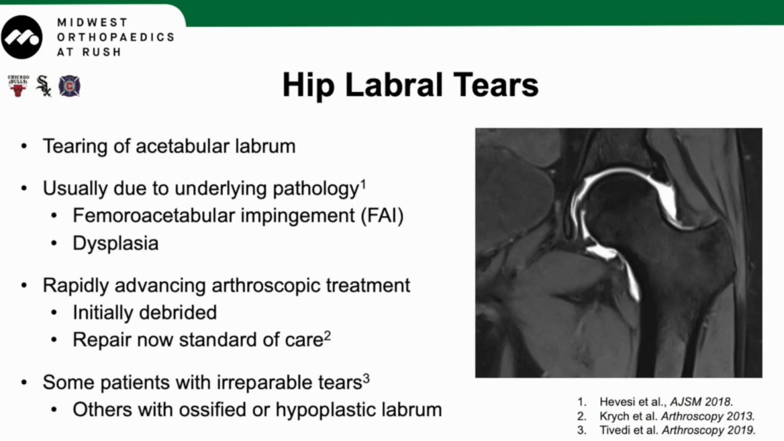Hip labral tears involve tearing of the acetabular labrum and are usually due to underlying pathology and morphology such as femoroacetabular impingement or FAI and hip dysplasia. There's a rapidly advancing arthroscopic treatment of hip labral tears, and while historically these were initially debrided, these patients now have repair as the standard of care.